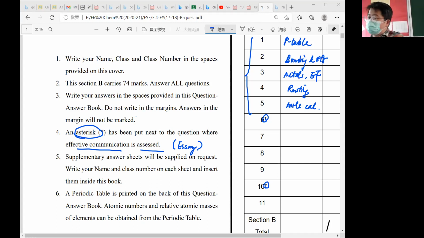Now we start from question 6. And indeed, what are they? We have got a list of different questions ranging from the first. Now let me tell you what they are. First of all, it is about acids and alkali.